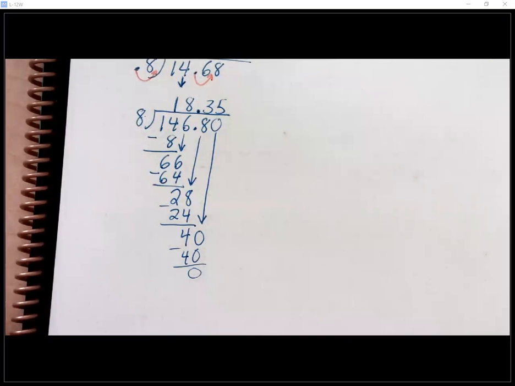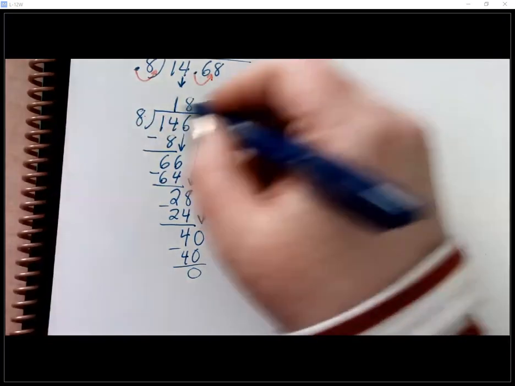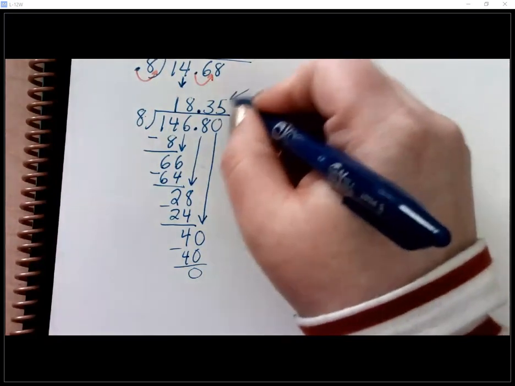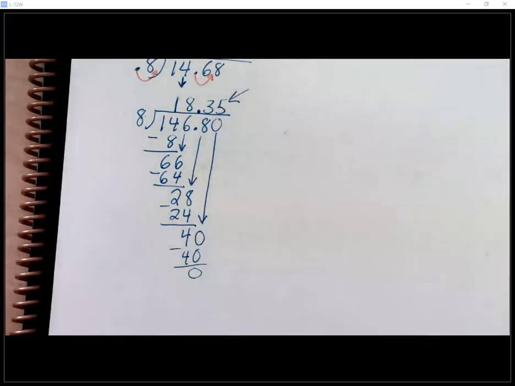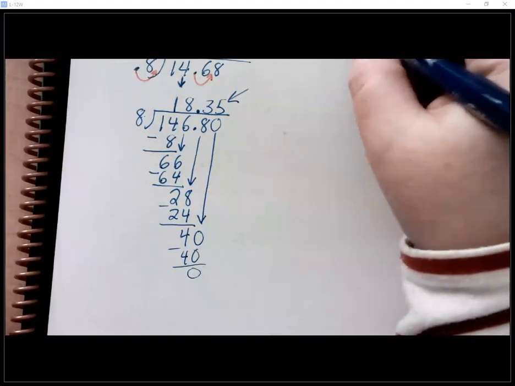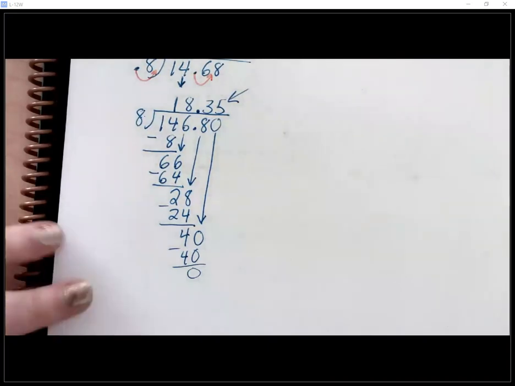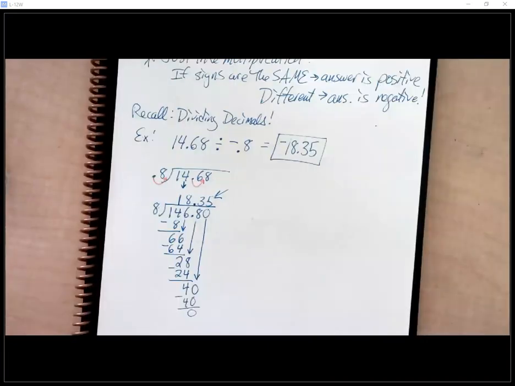Oh, and now remember my answer was going to be negative. So now at the top, do you remember the name of that? What's the answer to a division problem? That's called the quotient. Yes. So our answer is 18.35, but we established in the beginning it was going to be negative. Oops. There we go. There it is. Let's see if we can get one more done before lunch.